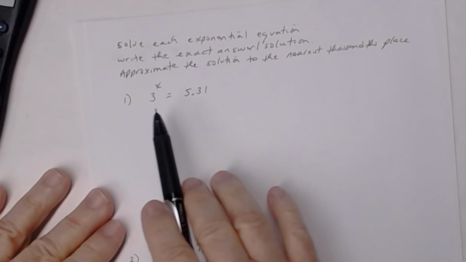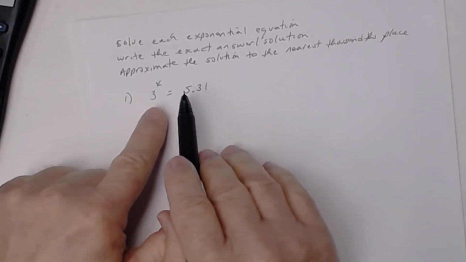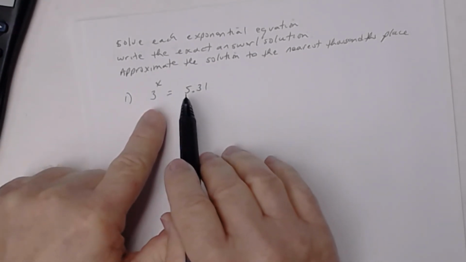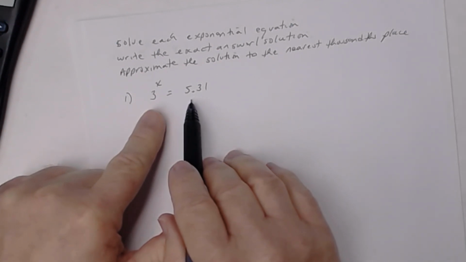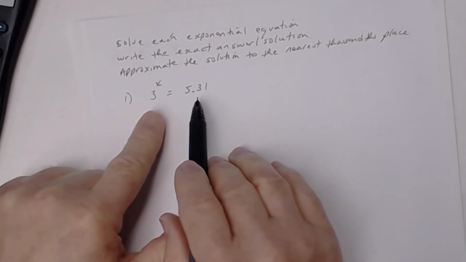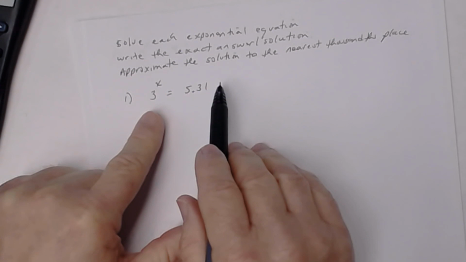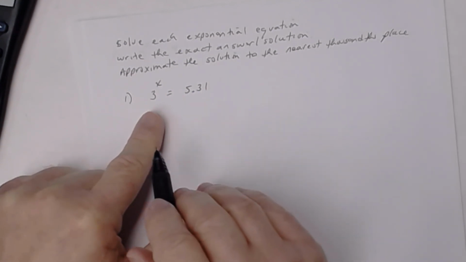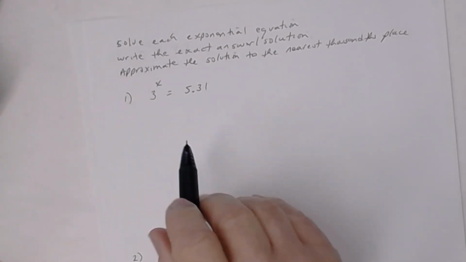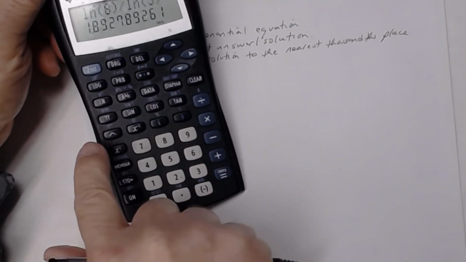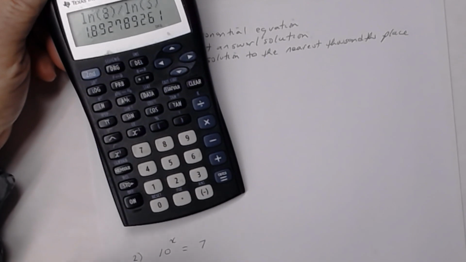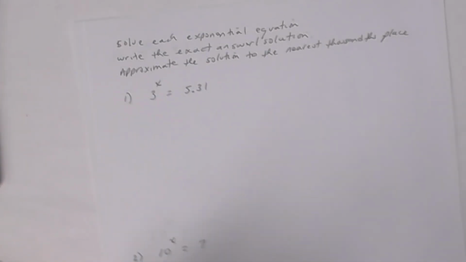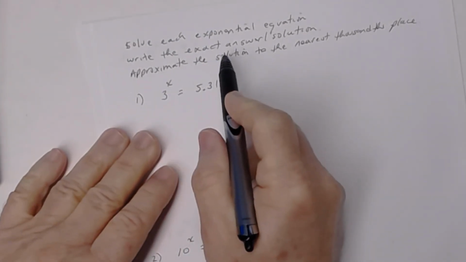All right, now notice that in this particular case, there's no way I can do this by getting the same bases. See, this is 5.31. 3 to no whole number is 5.31. All right, so then that means I'm going to have to use my calculator. I'm going to have to use logarithm or common logarithm. All right, now, so you want the exact answer.